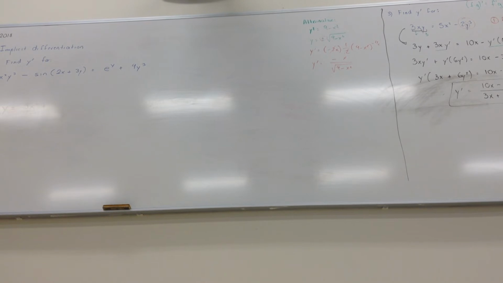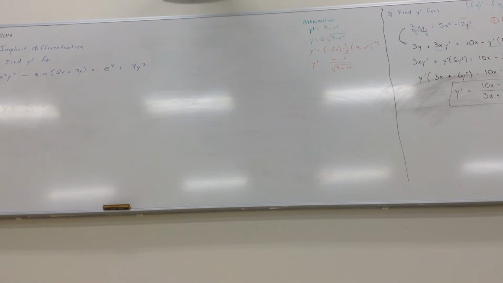Okay. Let's try something a little more complicated, okay? Here you have 5x squared y to the cube minus sine 2x plus 3y equal to e to the y plus 4y to the cube. Okay? This one is a little more complicated because you have trigonometric and exponential in the way.